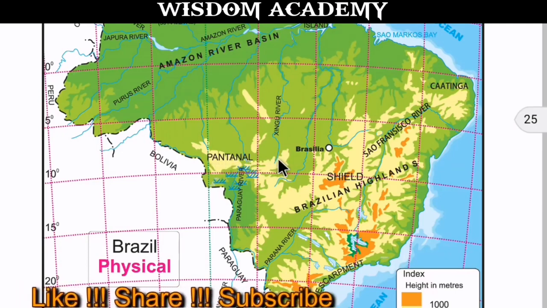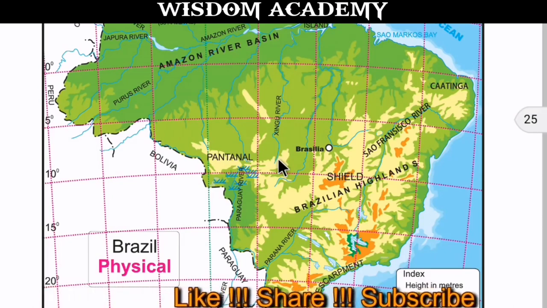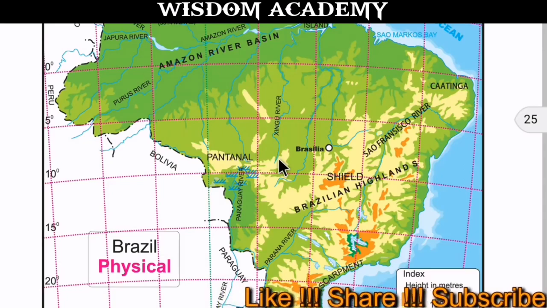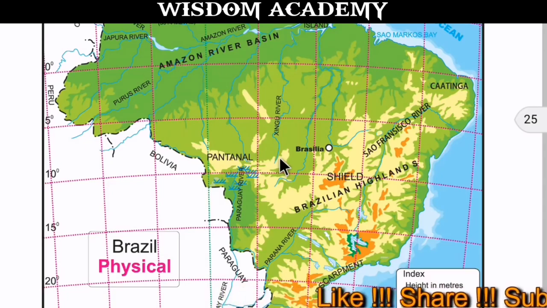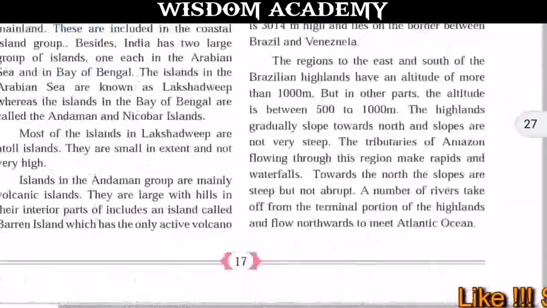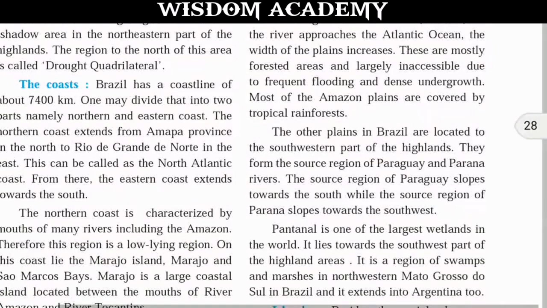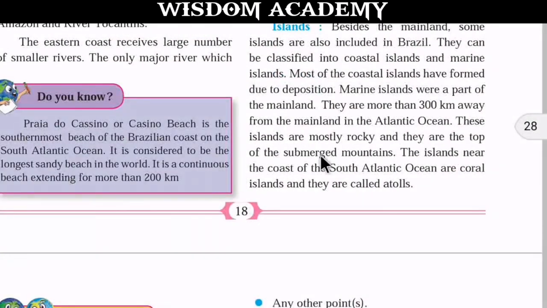Then we are having islands in Brazil. Besides the mainland, some islands are also included in Brazil. They can be classified into coastal islands and marine islands. Marine islands are islands that are located in the sea. And then we are having the coastal region of Brazil. So there are two types of island, coastal island and marine island.